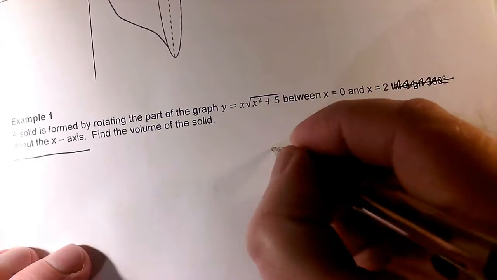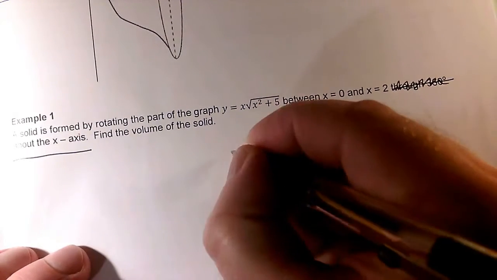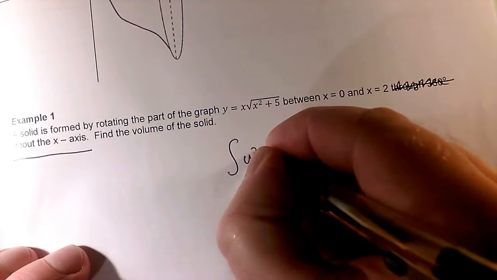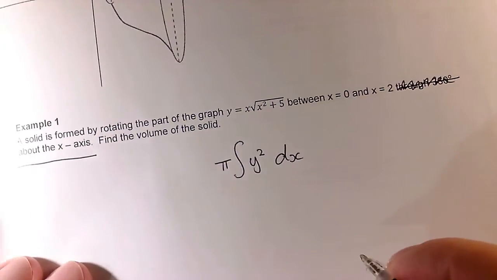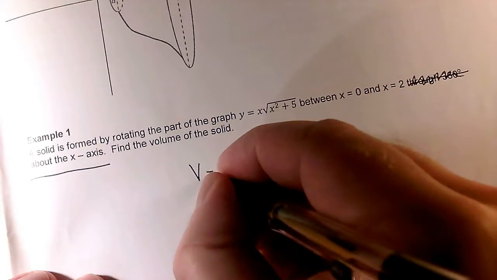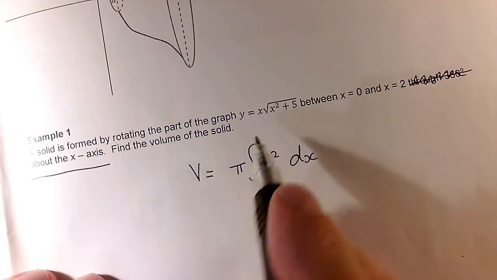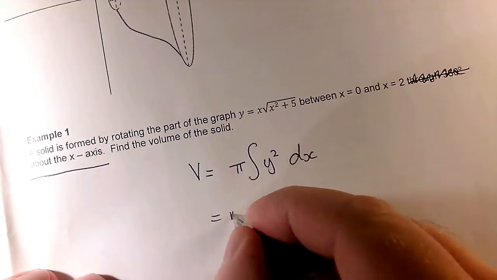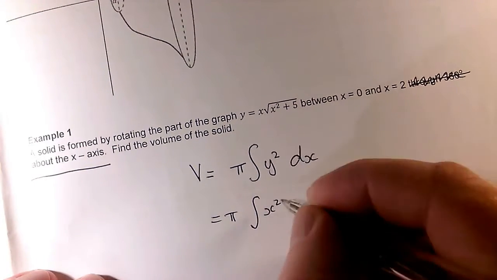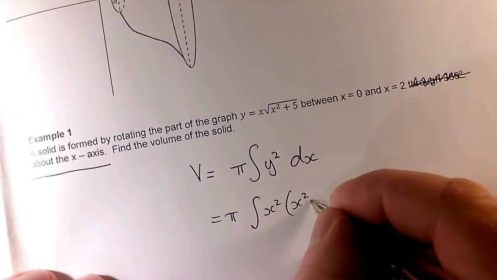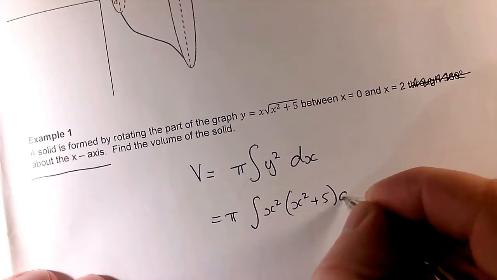That means we need the formula that ends with dx. So it must have the integral of y squared dx in it, and we all know that there's a pi in front of that. So the integral of pi y squared dx is our volume. So we've got to set it up for our particular y. So this equals pi times the integral of, square x squared, square root you get x squared, plus 5 dx.